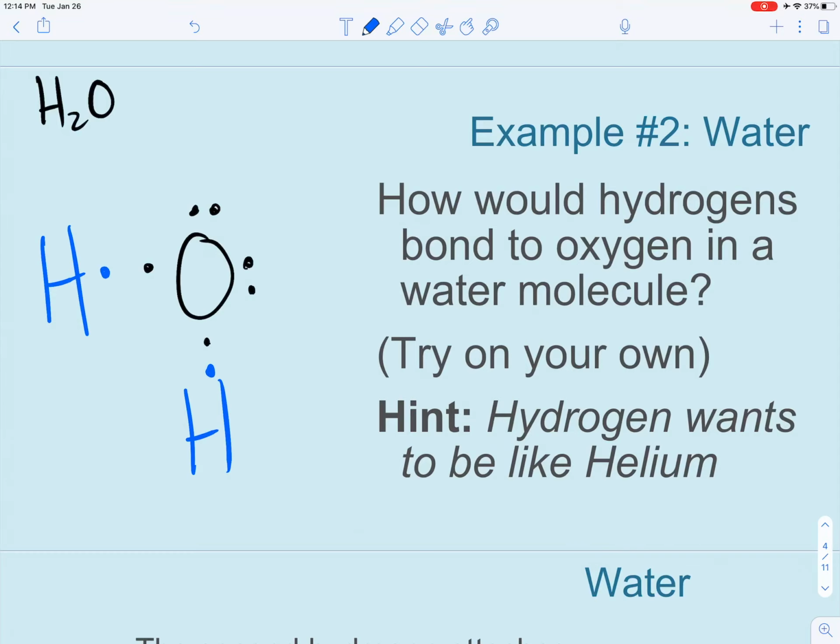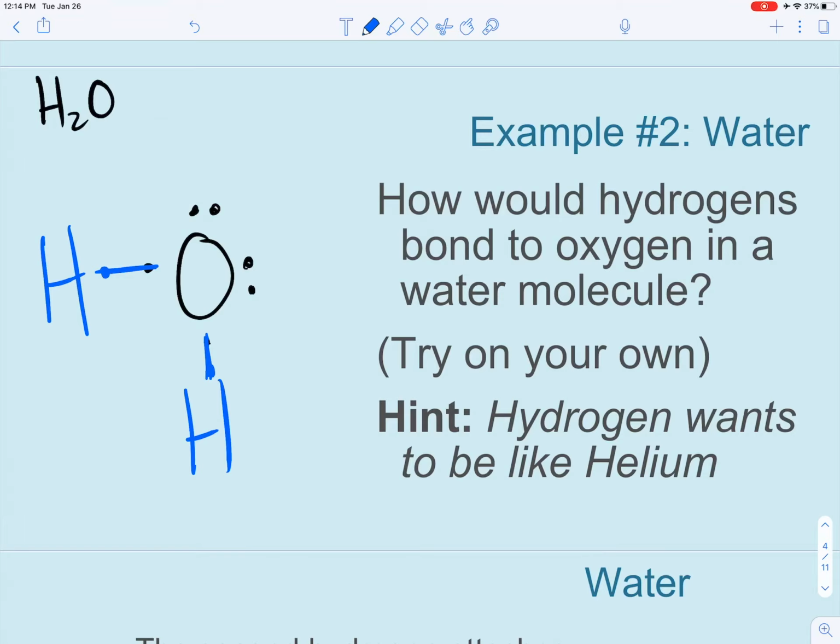And so the key thing here is that unpaired electrons, single dots, they want to pair up. And we're going to pair these up and form single bonds. So basically what I like to do is I simply connect the dots. So these unpaired electrons are just going to form a bond. These unpaired electrons form a bond. And there you have it. You have a water molecule.